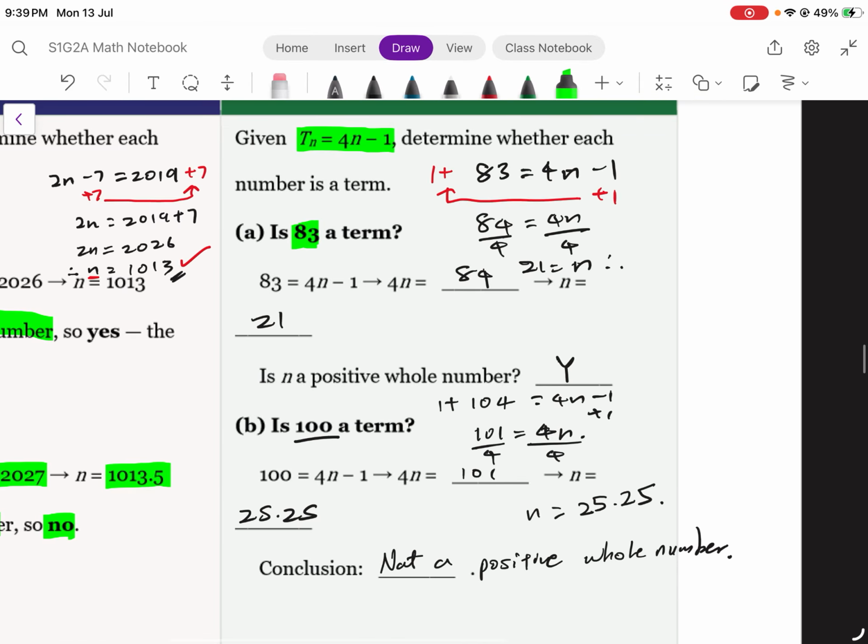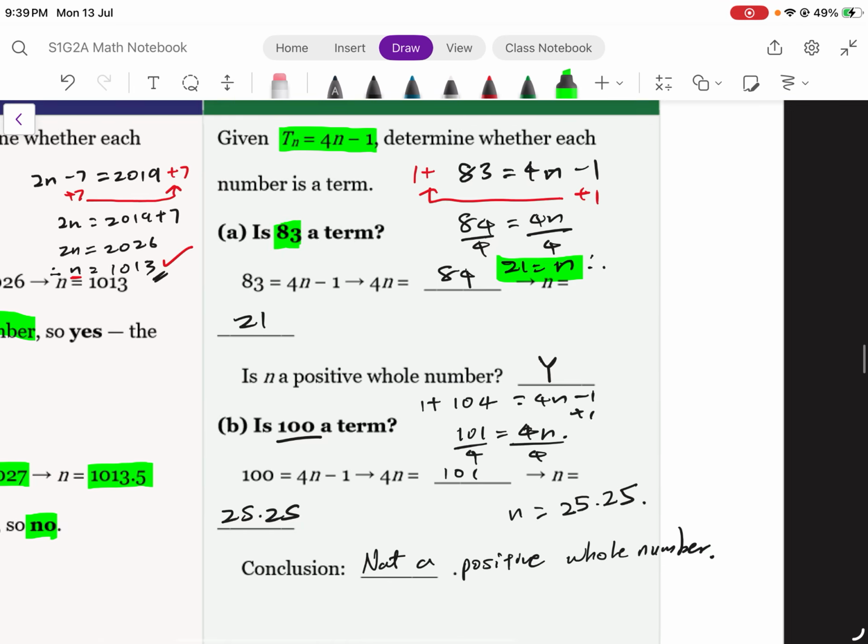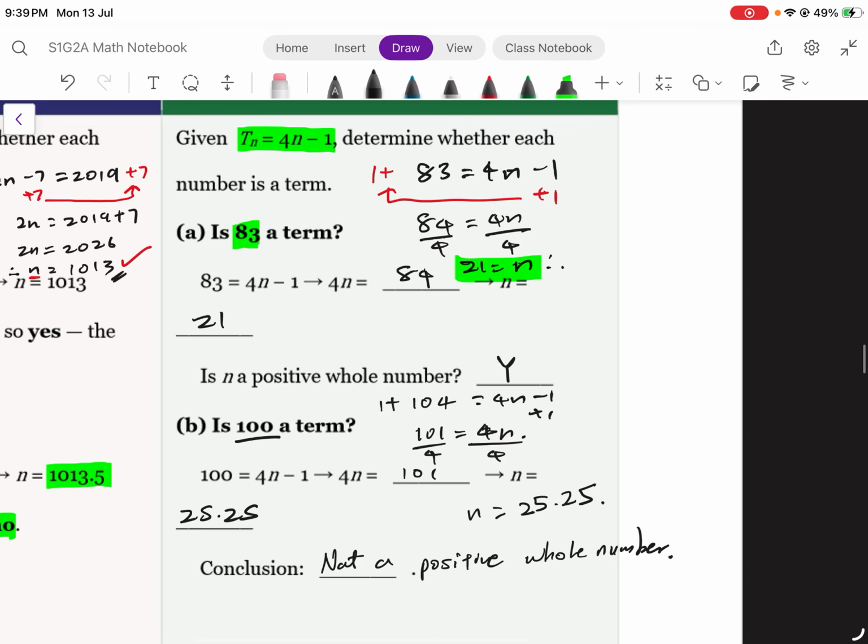Likewise, we do it for Tn = 4n - 1. Determine whether each number is a term. From here, what you will have is 83. Is it a term? Here I solved it already. We find n is 21. So yes, n is a positive whole number, so it is a term. It is part of this pattern. It's the 21st term actually.